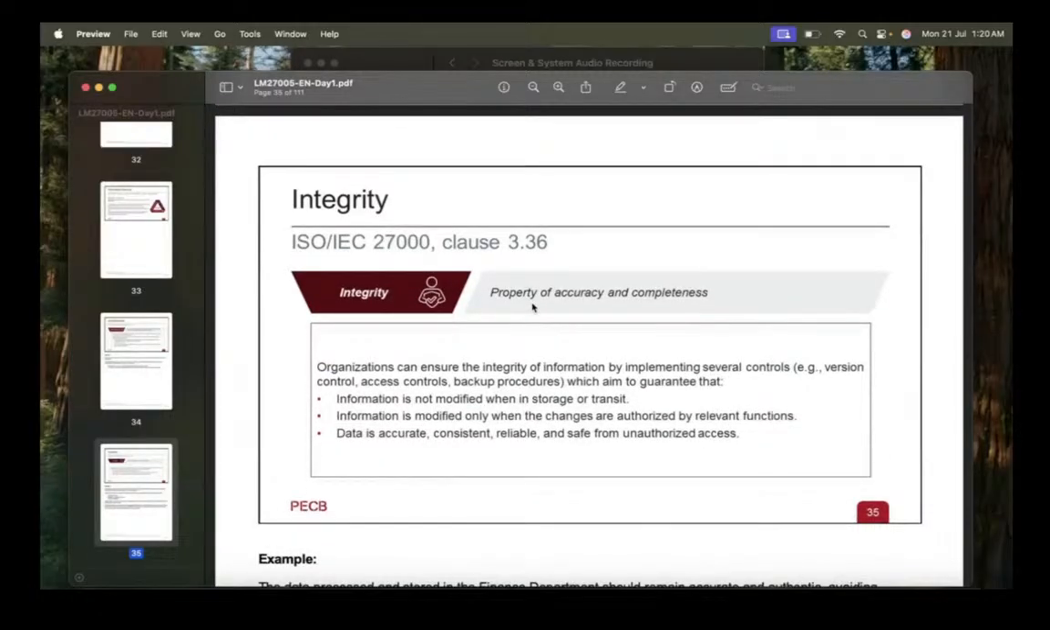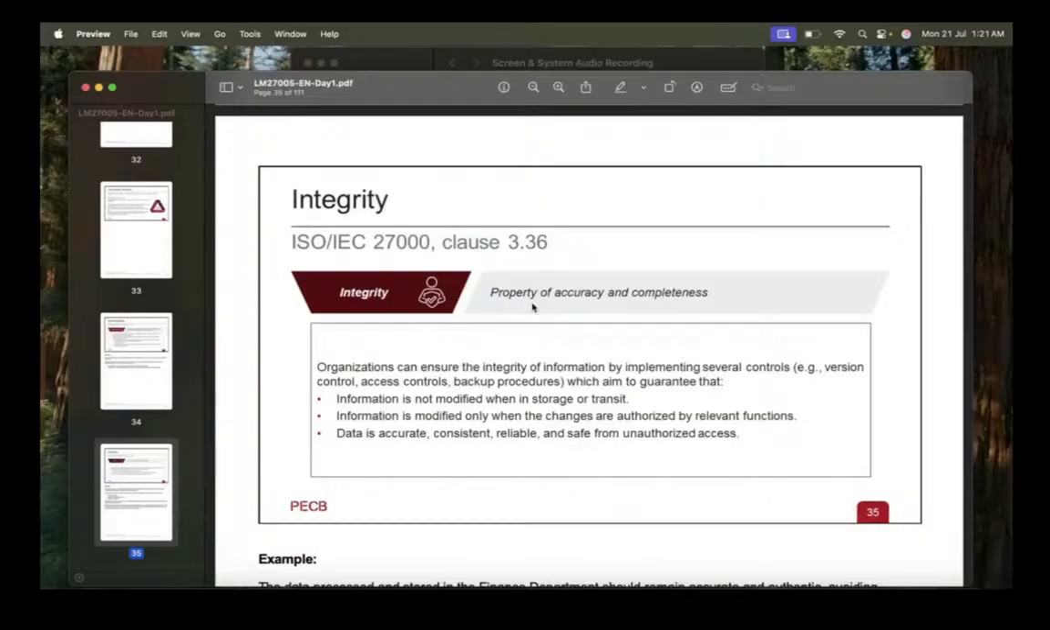This also is taken from ISO 27000, since we know ISO 27000 is about the requirements. So what is integrity actually? Integrity, as mentioned here very rightfully, is a property of accuracy and completeness. How can an organization ensure that? An organization can ensure integrity of information by implementing several controls.